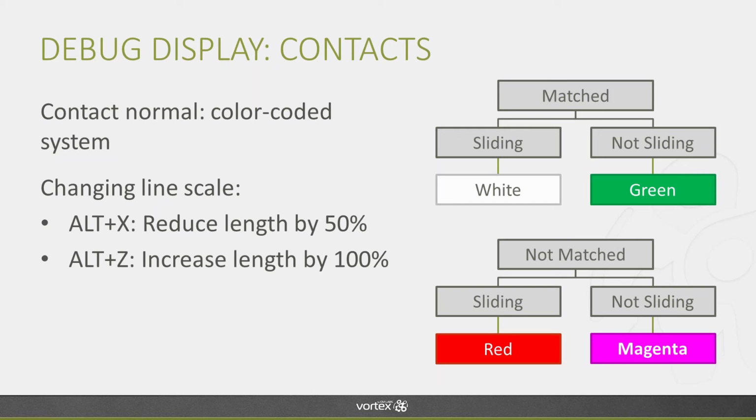You can also see the lines better by using Alt plus X and Alt plus Z to increase and reduce the length of the line, so you can see them better. For example, the penetration line that GP was showing just a moment ago in the forklift, we used Alt Z to increase the length to see them better.